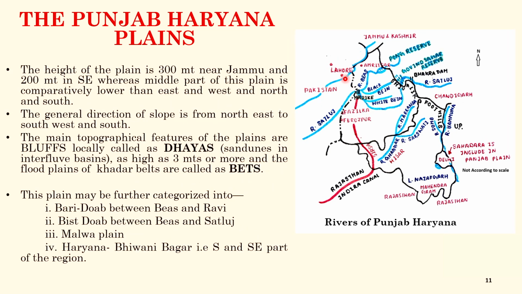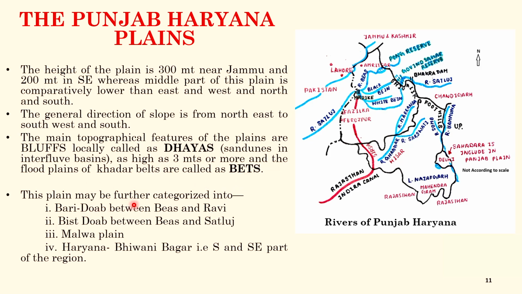Punjab Haryana plains continuing. The height of the plain is 300 meters near Jammu and 200 meters in the southeast, whereas the middle part of this plain is comparatively lower than the east and west, as well as the north and south side. The general direction of slope is northeast to southwest as well as the south also. The main topographical features of this plain are bluffs, locally called dhaiyas, that is the sand dunes in interflow basins as high as 3 meters or more, and the floodplains of the Khadar belt, also known as baits.